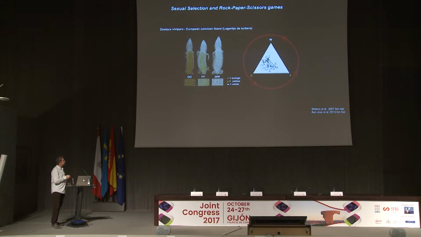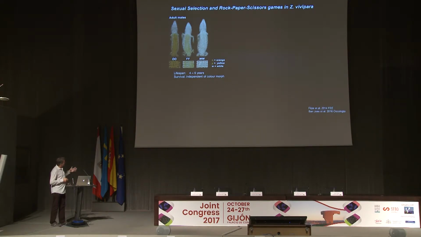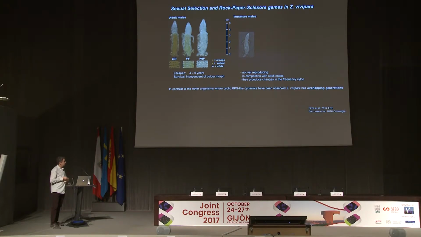And for simplicity, I will always use the same topology of this ternary plot, and the direction that has been observed in nature is counterclockwise. That's what you need to keep in mind for the rest of the talk. So males survive between 4 and 6 years. Survival is independent of colomorph, and the immature males that are between 1 and 2 years old are not yet reproducing. They're in competition with adult males, and they are suggested to produce the changes in frequency cycle. As I always said, the populations, also the generations, are largely overlapping.